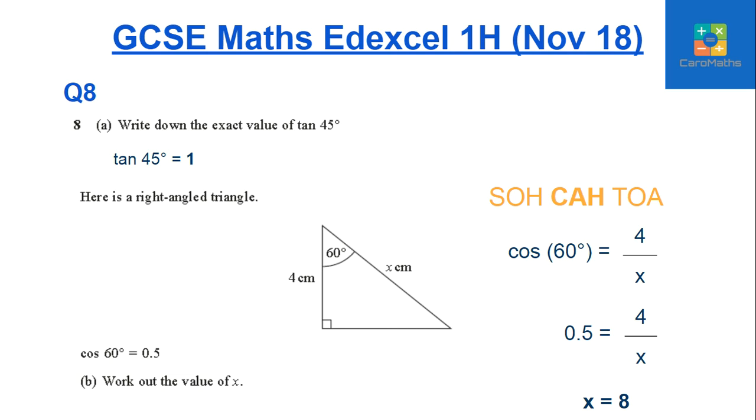According to the examiner's report, the value for tan 45 degrees wasn't really well known, and only a few students gained credit for that. In part B, the answer of 8 centimeters was common, but not always from a correct method. So quite often people wrote 0.5 times 4 equals 8, which is obviously incorrect. Some students labeled the opposite side to be 4 centimeters and then added the two sides to get 8 centimeters, and that also gained no credit.